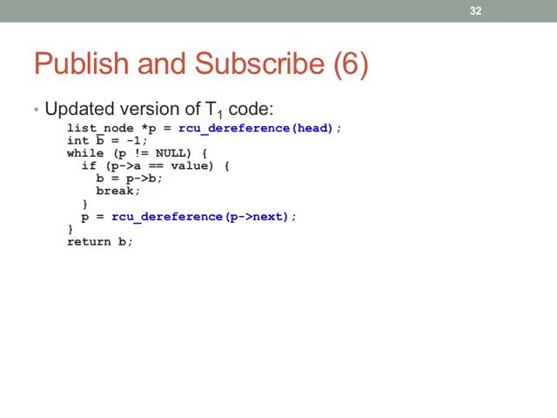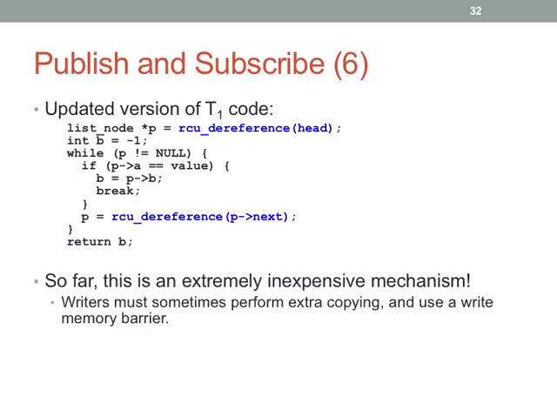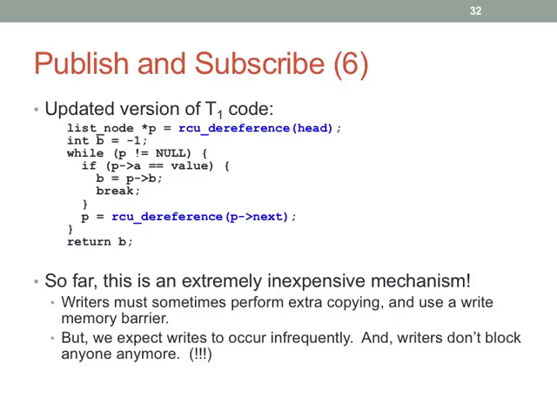Okay, so here's the updated version of T1, thread 1, because it's traversing the list. Notice we have RCU dereference wherever we access stuff. So this is great. Writers, so far the real cost is that writers have to copy things. But we already asserted that writers write infrequently, so it should not really be a serious situation. They have to use a write barrier. That's okay. We want sanity, right? We don't mind. Okay. Questions so far?